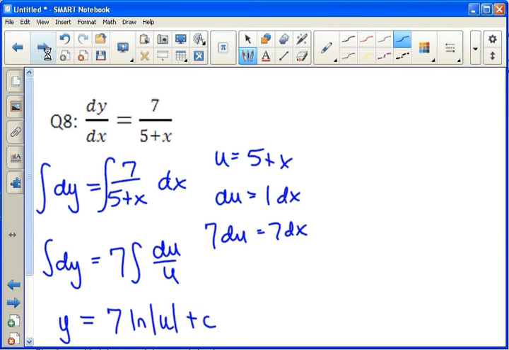Or the final answer would be y equals 7 times the natural log of the absolute value of 5 plus x plus c.